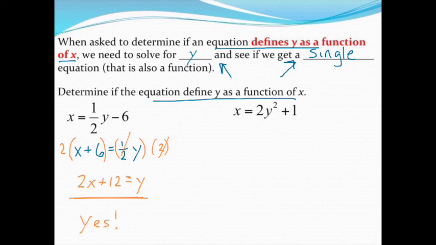You could also think of it this way. If this was your equation and you plugged one number in for x, would you always get just a single number out for y? Yes, of course you would. So this one is a function.